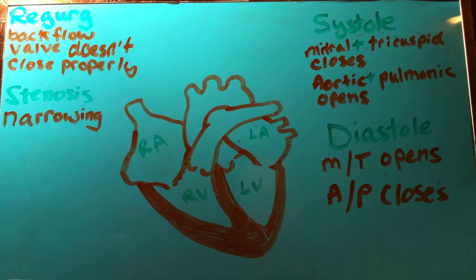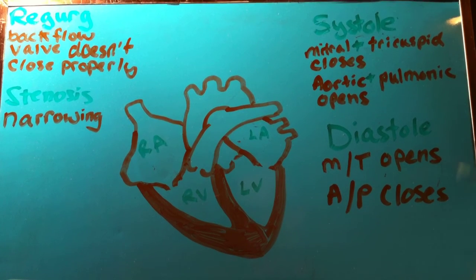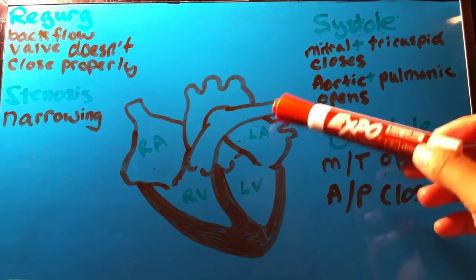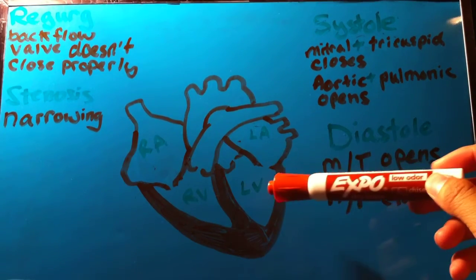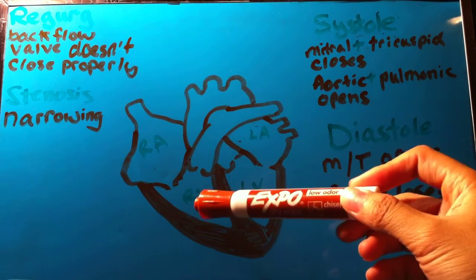I'm going to go ahead and try to explain to everyone the difference between the various types of regurgitation and stenosis. And I feel that the best way to understand the differences or be able to differentiate which is by understanding systole and diastole. So here, in this diagram I have here, this is the left atrium, this is the right atrium, this is the left ventricle, this is the right ventricle.